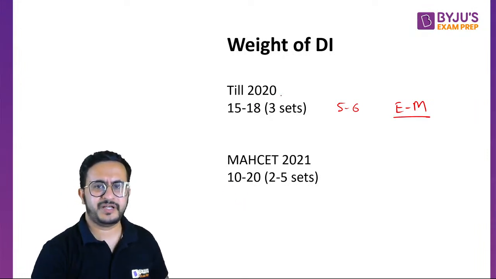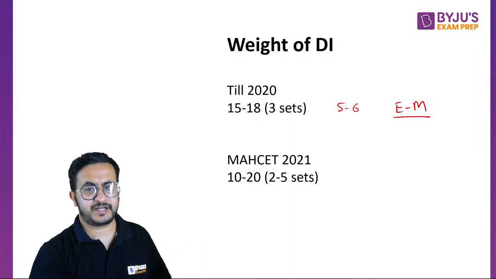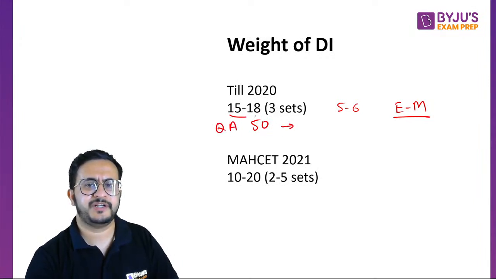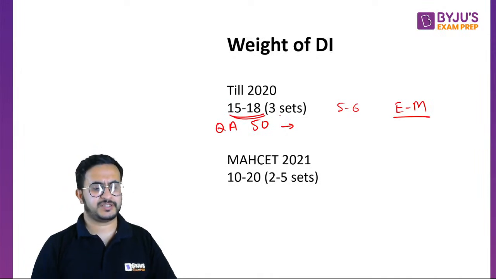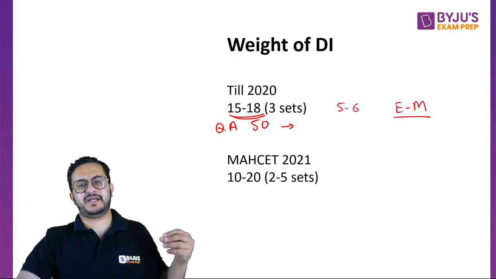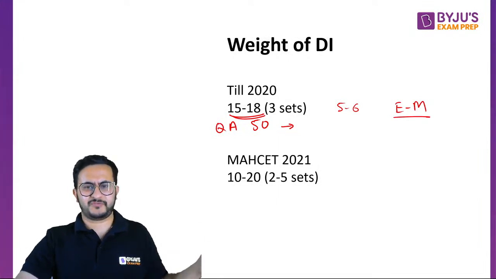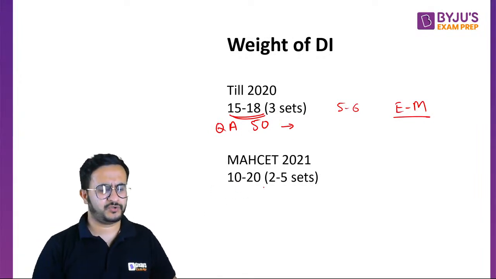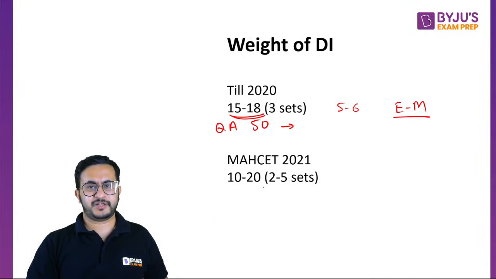So till 2020, it was a very structured test, right? You had 50 questions in QA, out of which these 15 to 18 were DI questions. Now, last year there was no fixed number of questions. Some of the slots had more questions of quant, some had less, and so on. But the number of DI questions ranged somewhere between 10 to 20 questions.